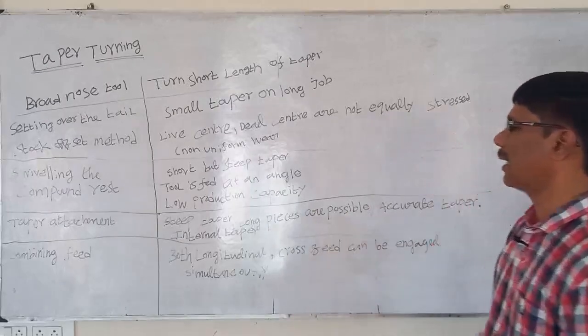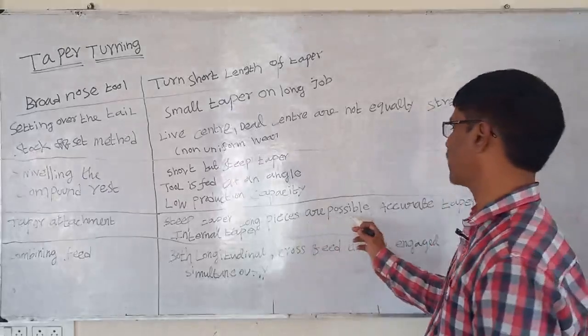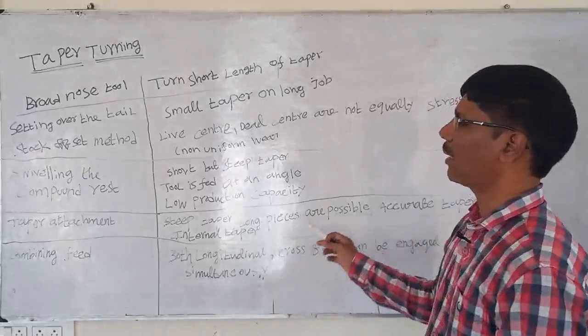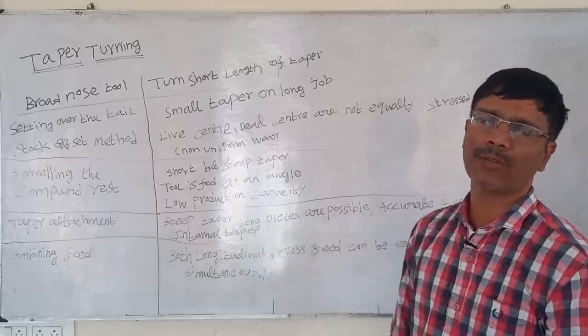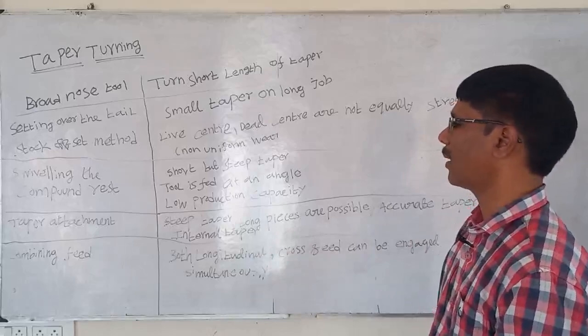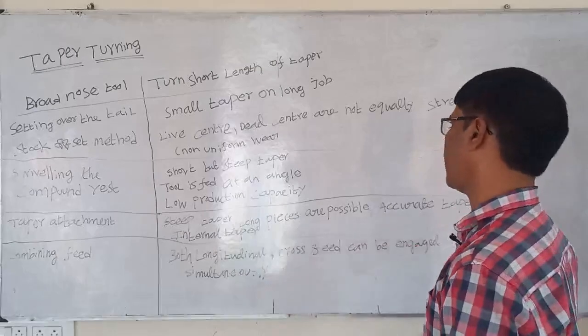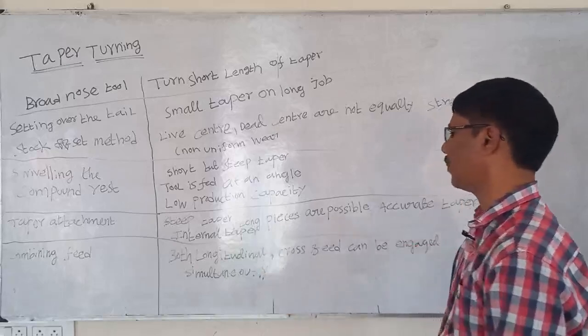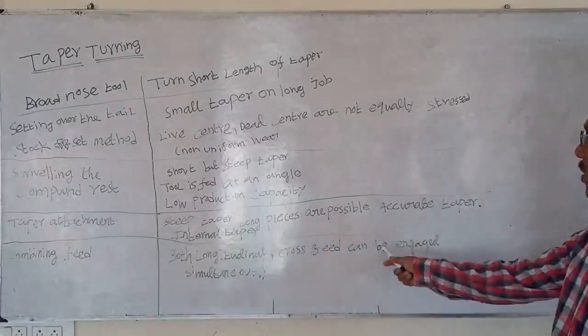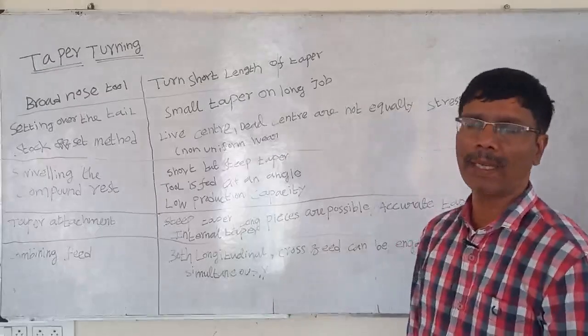Then we have the taper attachment method. The taper attachment method is used for steep tapers, and long pieces are possible. This gives an accurate taper, and it is the best method for an internal taper. That is the important point we should remember. The taper attachment is well suited for internal tapers. And the combined feed method can be used where both longitudinal and cross feed are engaged simultaneously. That type of method is called the combined feed method.